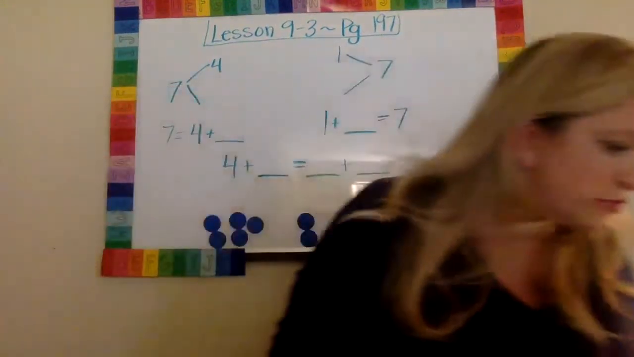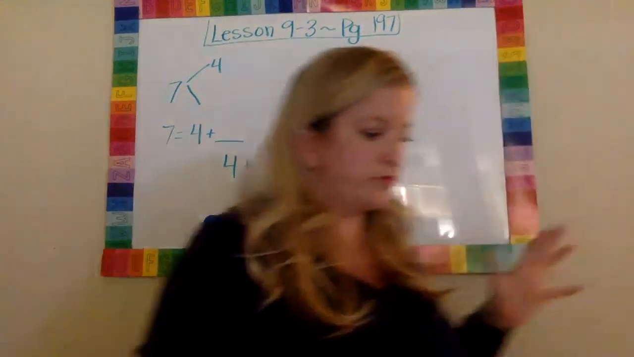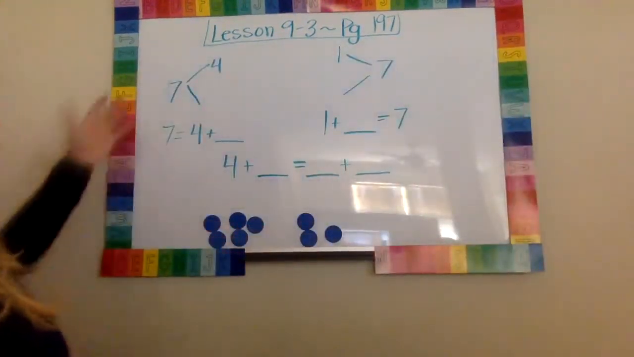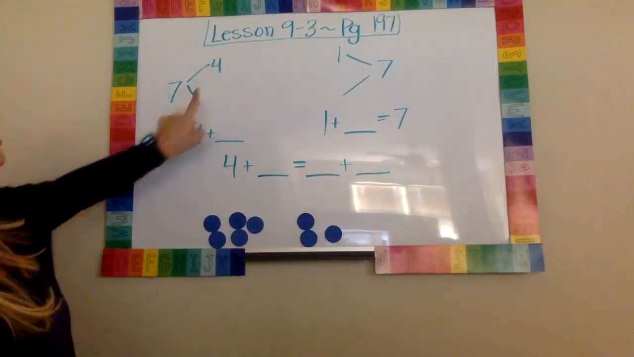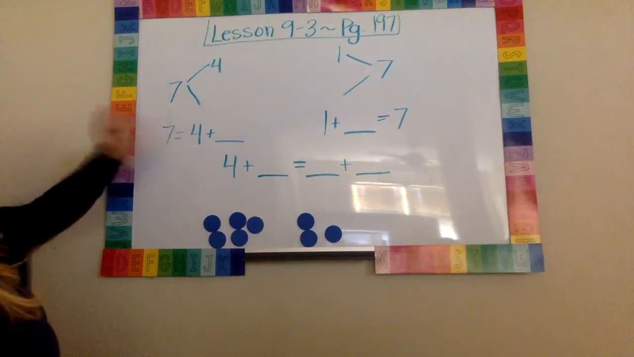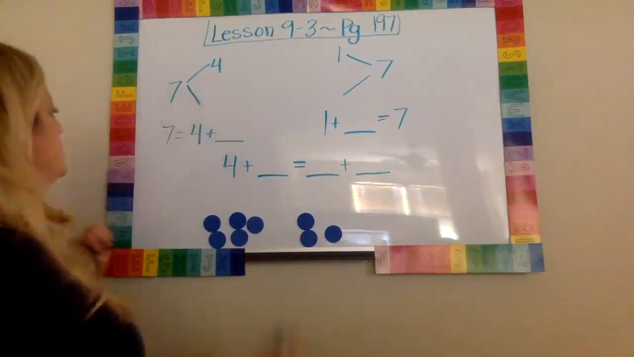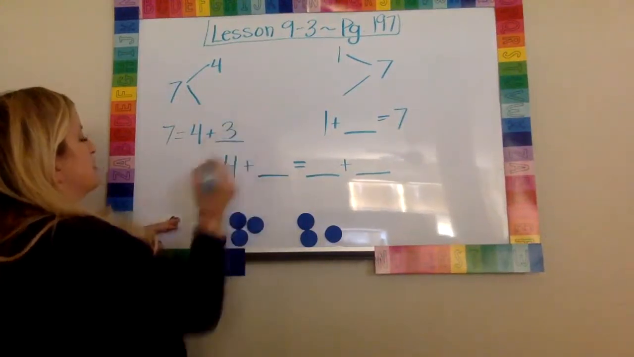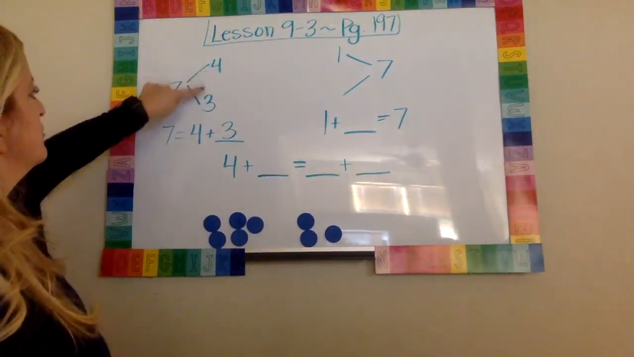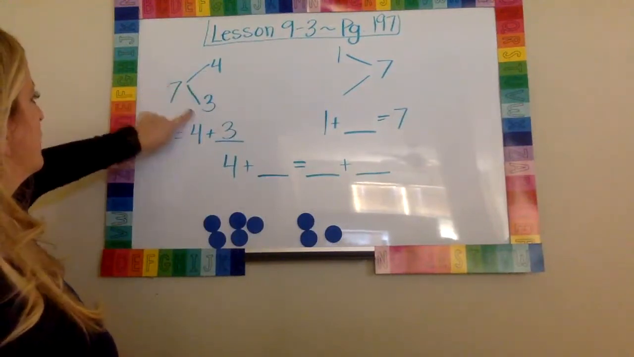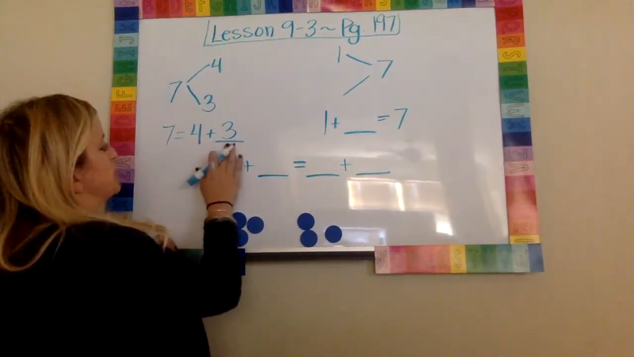Did I write that one right? 4 equals 4 plus. Yeah. Okay, cool. So that's the first one. So now I have to figure out what goes in here. So we're going to start out at 4, and we're going to stop counting until we get to 7. 4, 5, 6, 7. So now I know one number partner is 4 and 3. So now I know 7 equals 4 plus 3.